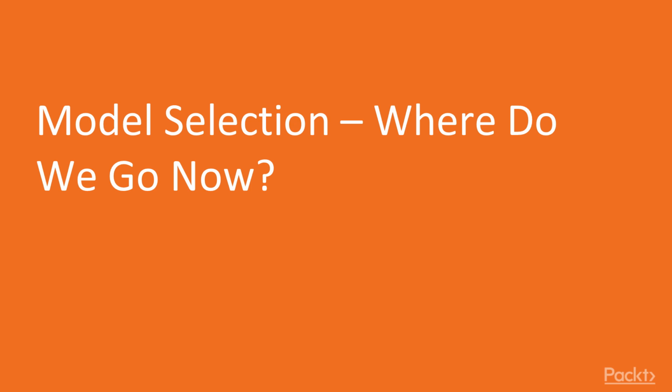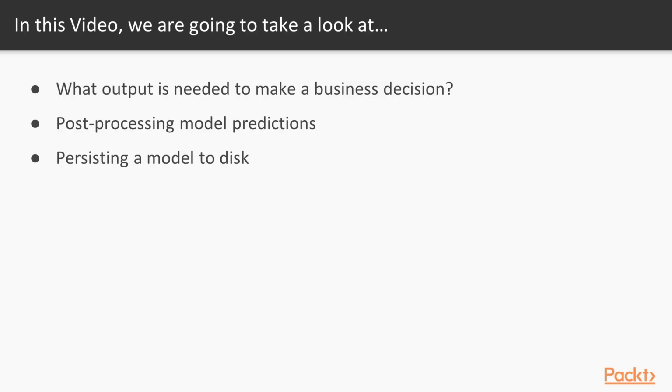In this first video, we're going to back up from our focus on technical components to discuss how to operationalize our model in an actionable way. In this video, we'll first discuss what outputs we'll need in order to make a model actionable. Then we'll cover the post-processing stages required to get us to that point. Finally, we'll cover the actual persistence in Scikit-Learn.